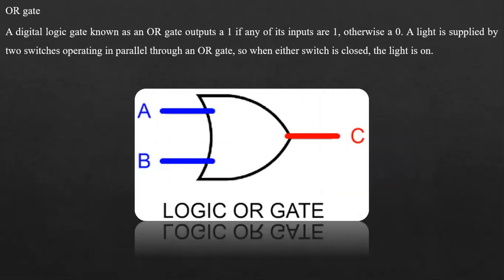OR gate. A digital logic gate known as an OR gate outputs a 1 if any of its inputs are 1, otherwise a 0. A light is supplied by two switches operating in parallel through an OR gate. So when either switch is closed, the light is on.